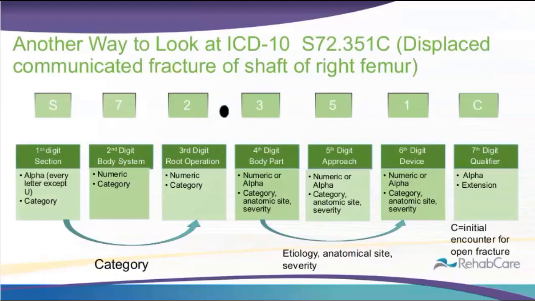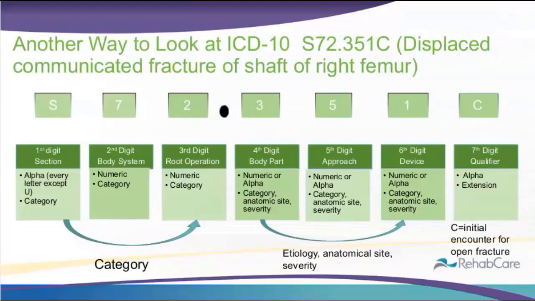Here it is another way to look at it, and I've actually got an ICD-10 up here so you can see S72.351. So the S is the alpha, that's the category that it's in. The 7 is the body system that it's located in. The 3rd is the root operation. The 4th is the body part. The 5th is the category, anatomic site, and the severity.